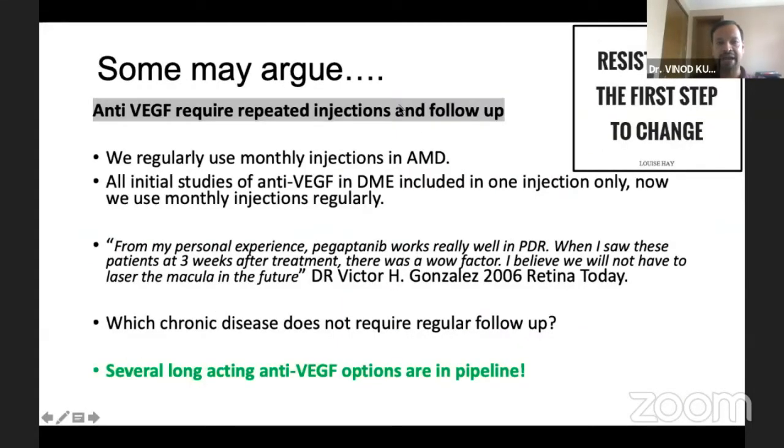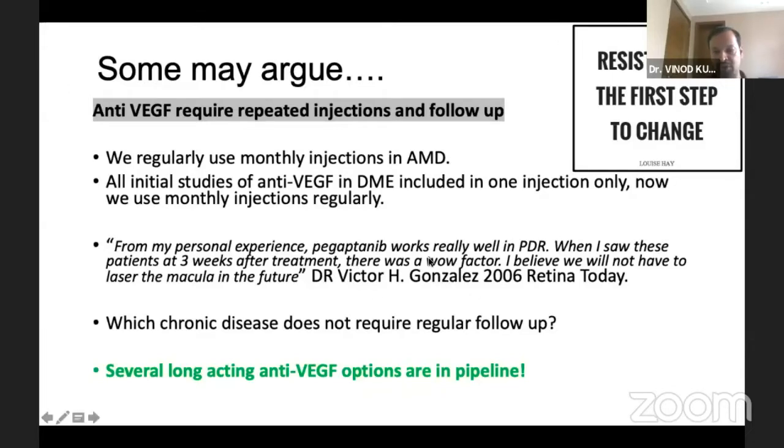Now, some may argue that anti-VEGF injections require repeat injections and follow-up. But remember, we regularly use monthly injections in AMD. And for DME, all the studies started with 1 injection, but now we regularly use monthly injections, when we found that anti-VEGF monthly injections were better than the macular photocoagulation.